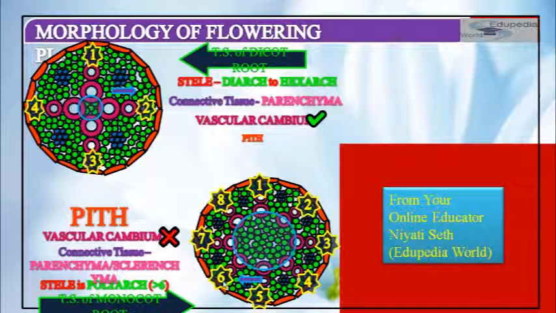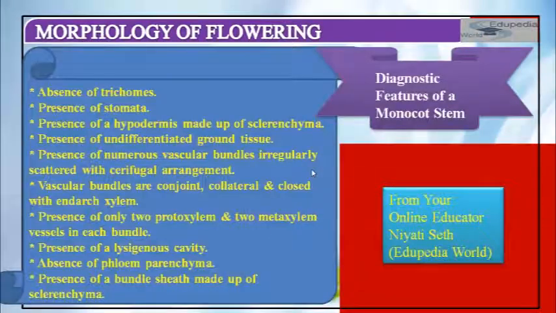Okay, so these were the anatomical differences between dicot root and monocot root. Now let's see the diagnostic features of monocot stem. That's how you can identify whether it is a monocot root or stem. Okay, so this was all about the morphology of flowering plants section, that is anatomy of monocot root. So in my next section of the presentation, we will study the monocot stem and its diagnostic features.